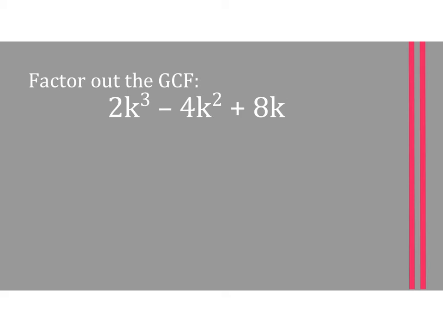Okay, this next one is a trinomial. My GCF: look at your coefficients. That would be 2, 4, and 8. Start with my smaller number, which is 2. Does that go into 4? Yes. Does it go into 8? Yes. So my GCF is 2. And then I look at the variables, k cubed, k squared, and k. Take the one with the smallest exponent, which is k. Bring your GCF out front, open up a big set of parentheses large enough to fit a trinomial, and divide each of these by 2k.